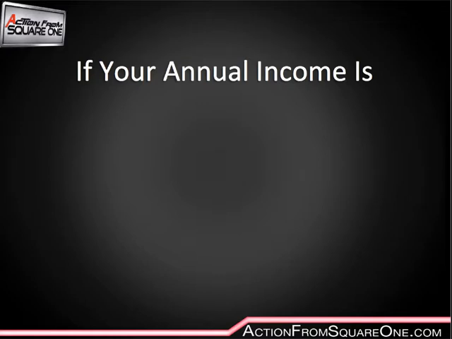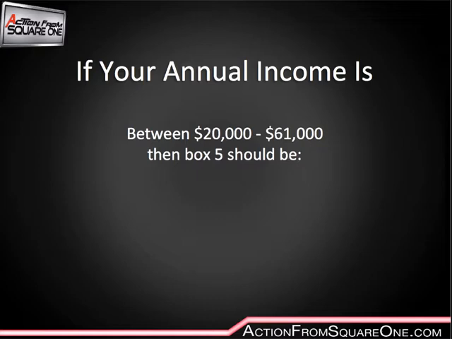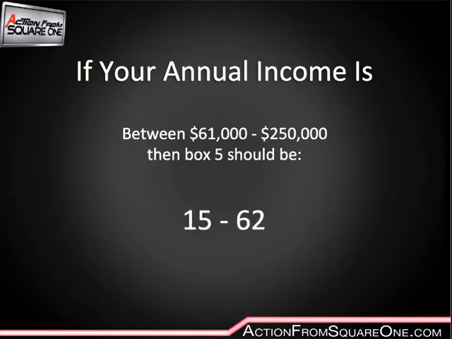If your annual income, note this is your annual income, not your taxable income, is between $20,000 and $61,000, then I suggest that box 5 should be 15. If your annual income is between $61,000 and $250,000, then I suggest box 5 should be somewhere between 15 and 62. As you can see, I haven't quite figured out the ratios yet, but hopefully you get the point that the higher your annual income, the higher the number box 5 should be.